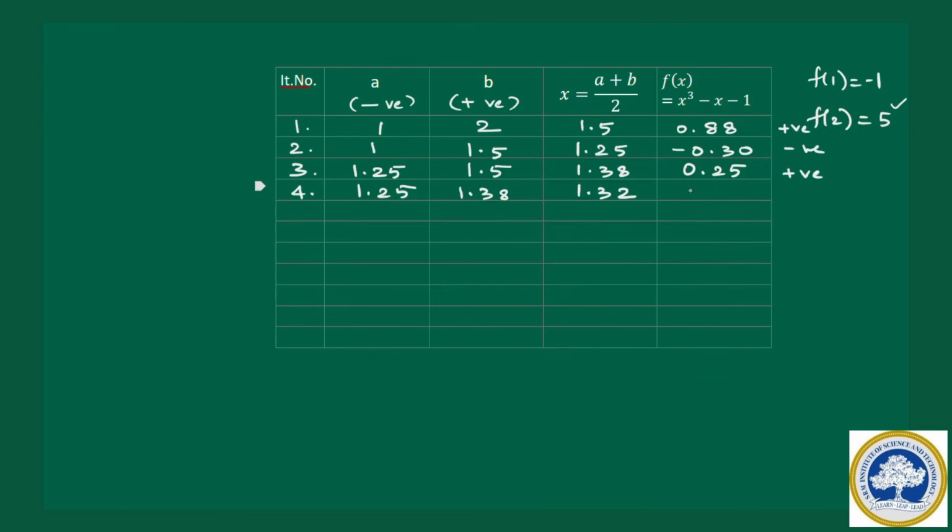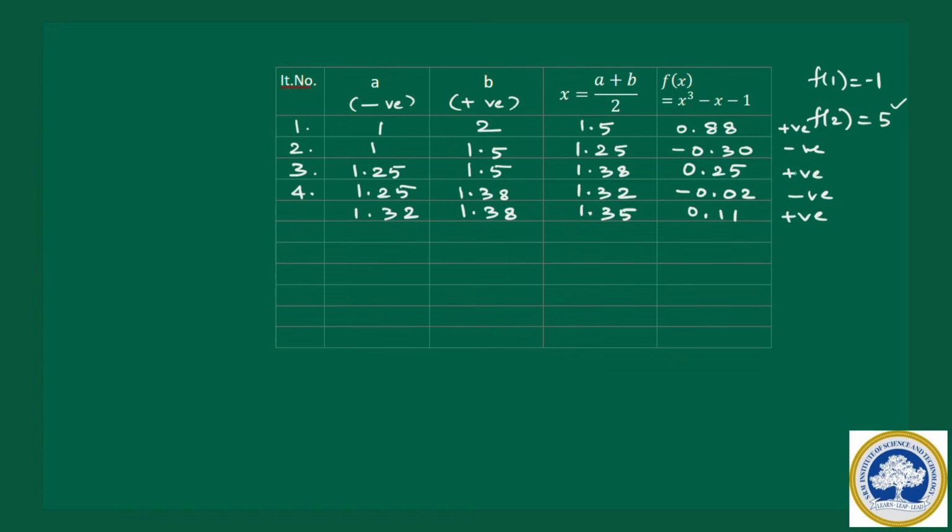And then here f of 1.32 is minus 0.02. So again this is negative. Negative means this should be replaced as 1.32 and here it remains 1.38, and here it is 1.35, and then this gives you 0.11. Again now this is positive.